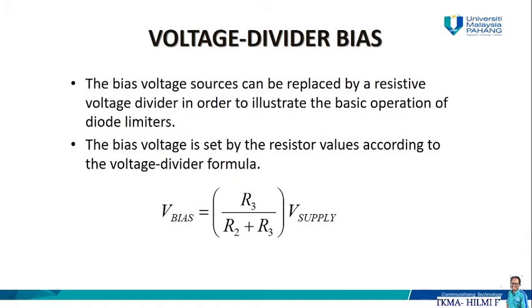Okay, next, the voltage divider bias. The bias voltage sources can be replaced by a resistive voltage divider in order to illustrate the basic operation of the diode limiters. So the bias voltage is set by resistor value according to the voltage divider formula. If you still remember the voltage divider formula in the resistor topic, V bias is equal to R3 over R2 plus R3 times V supply.